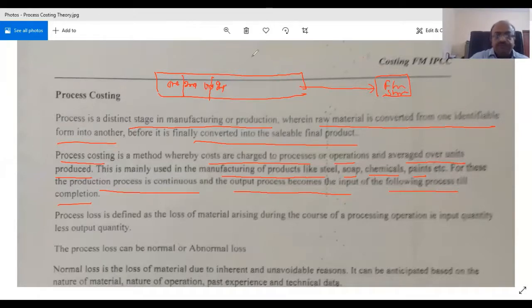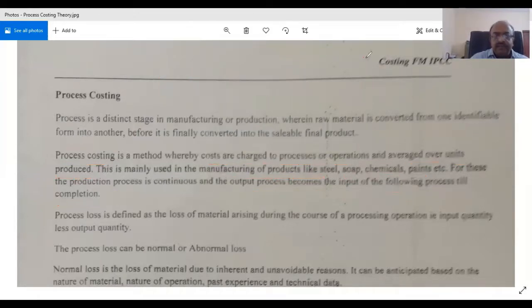Now, having said that, let us look at what is the process loss. It is defined as the loss of material arising during the course of processing operation, that is input quantity less output quantity. Process loss can be normal and abnormal. Normal loss is the loss of material due to inherent and unavoidable reasons. It can be anticipated based on the nature of the material, the operation, past experience and technical data.